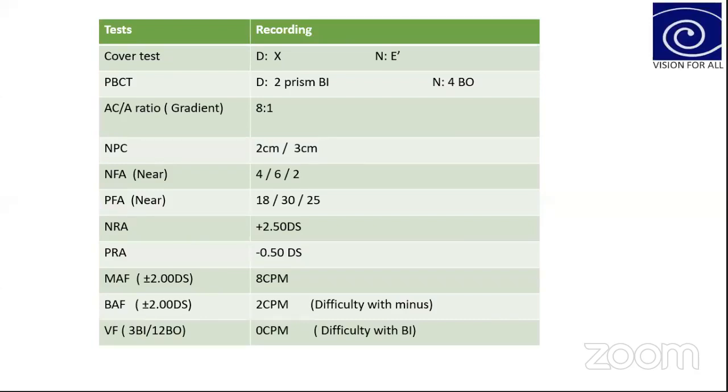So now let's try to correlate with the AC/A ratio. So this is a convergence excess, yes, and if you see the AC/A ratio, it shows 8:1, so it is slightly excess. So in convergence excess and divergence excess we will have a high AC/A ratio. So this is a convergence excess case.